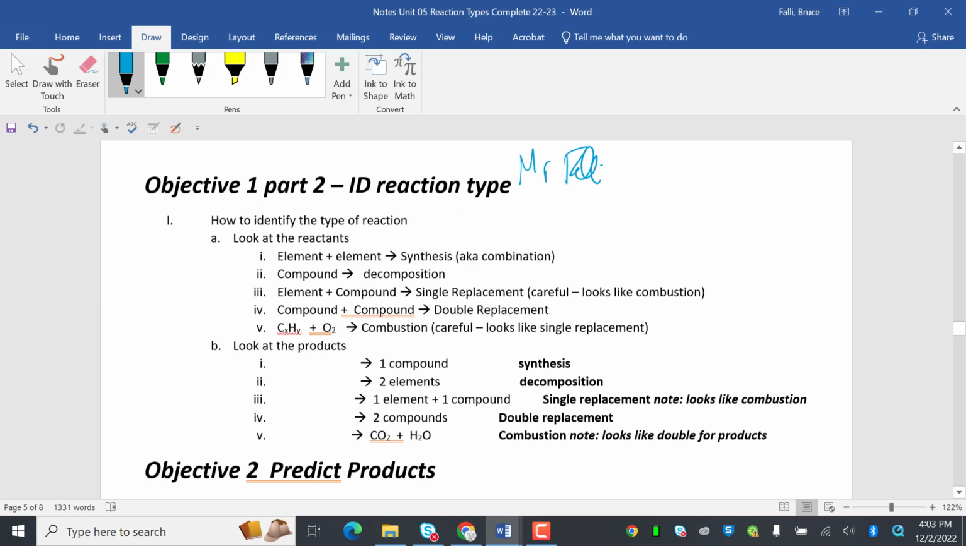I know these are notes we're starting with and not a worksheet, but I wanted to go over this first to help show you. So all I'm doing for this first part is looking at what the reactants are.